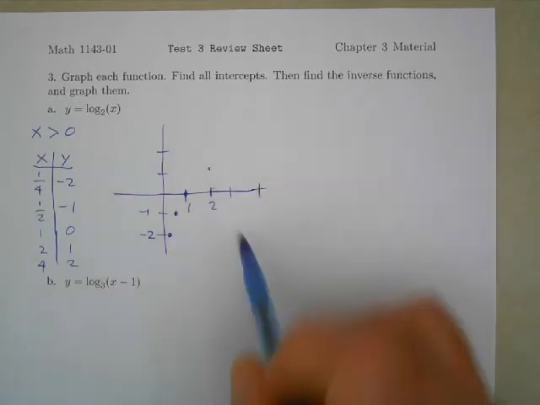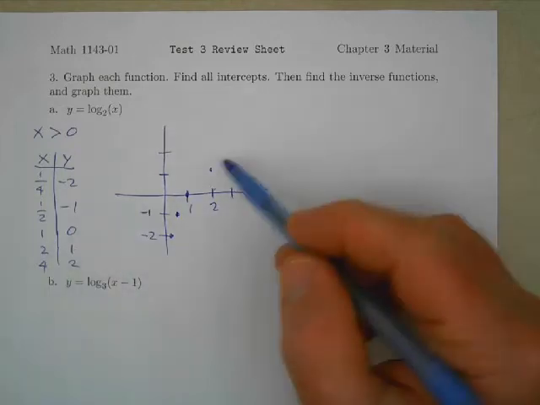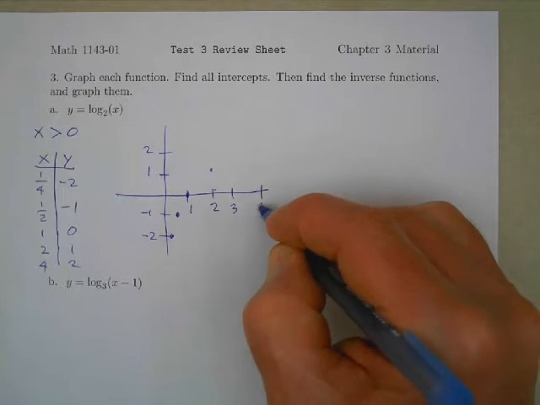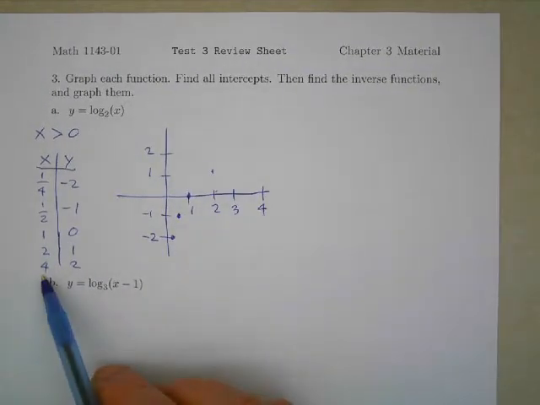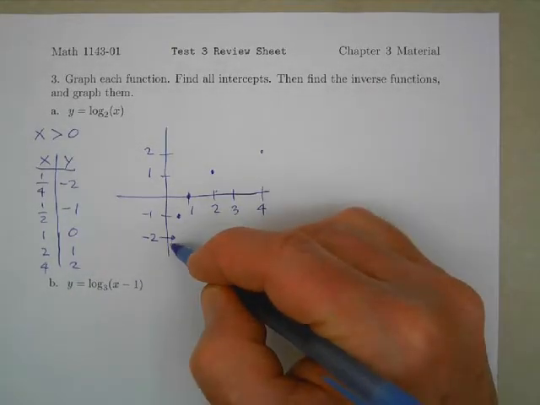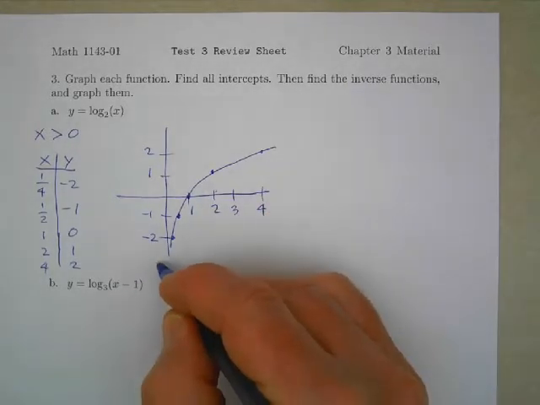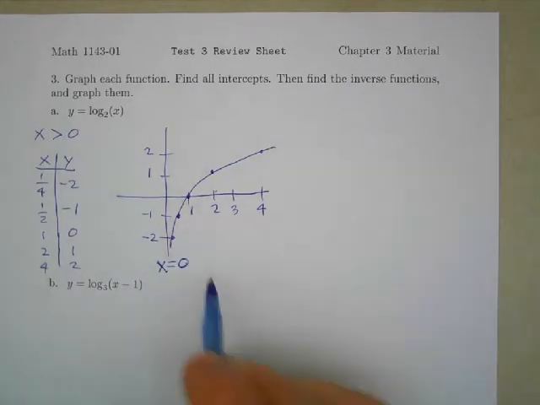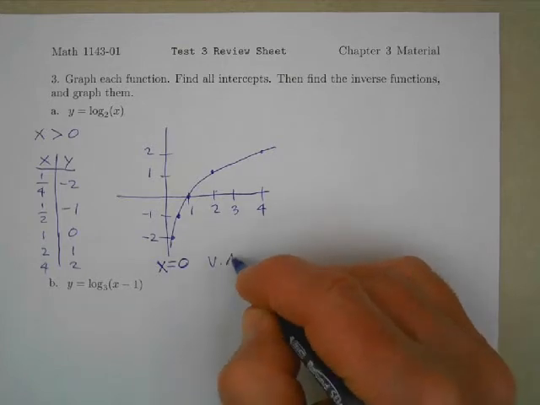And when x is 2, the base 2 logarithm of 2 is 1, because 2 to the first power is 2. And then I pick x to be 4. The base 2 logarithm of 4 is 2, so I get this point. So the graph looks roughly like this. The y-axis, which is the equation x equals 0, is the vertical asymptote.